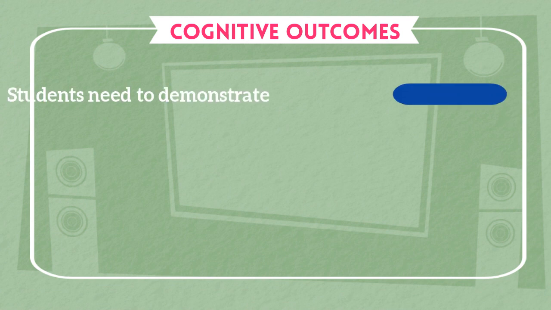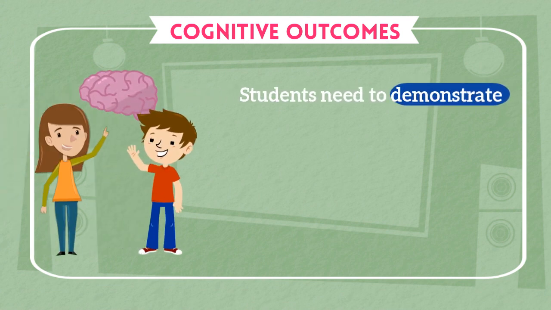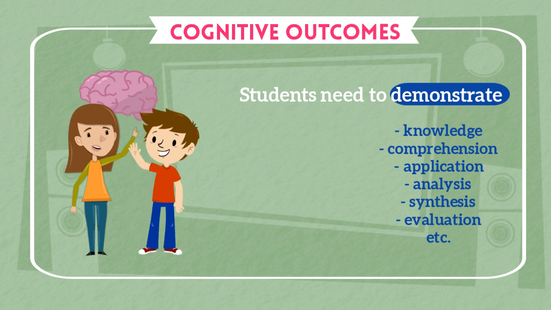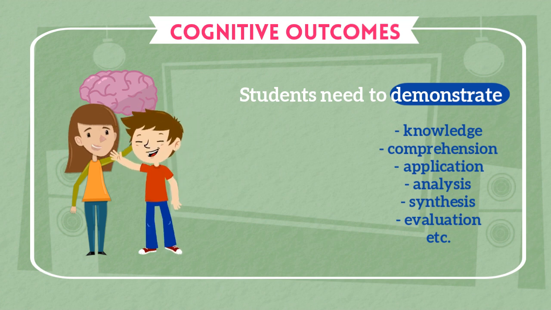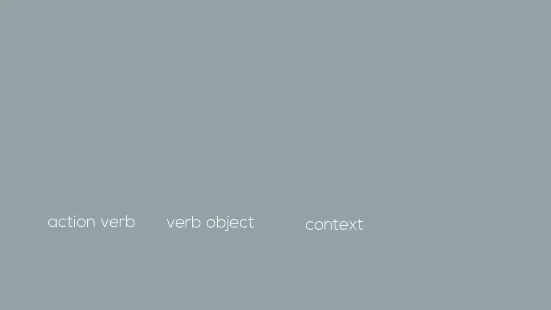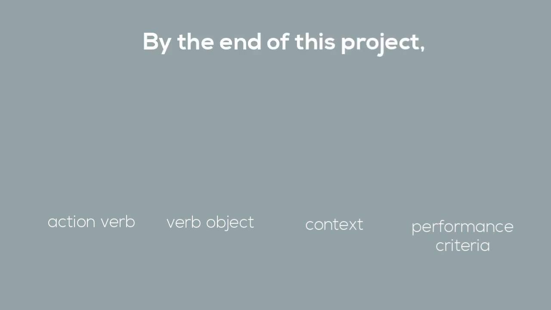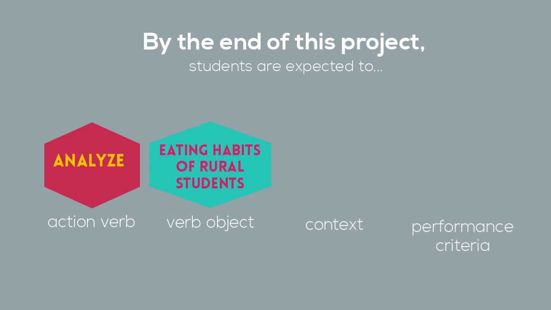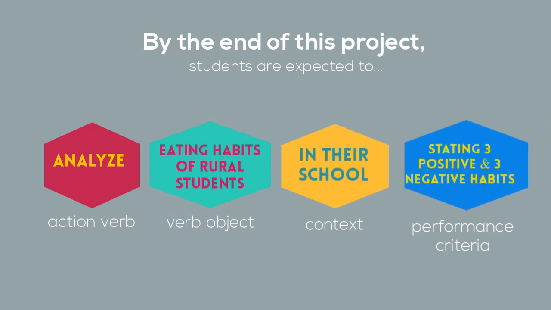For example, for cognitive outcomes, such as demonstrating knowledge, comprehension, application, analysis, synthesis, evaluation, etc., you may want to write something along the lines of: by the end of this project, students are expected to analyze the eating habits of rural students in their school by stating a minimum of 3 positive and 3 negative habits.